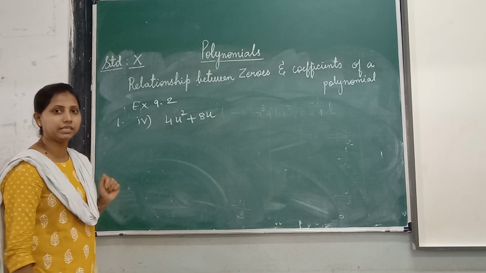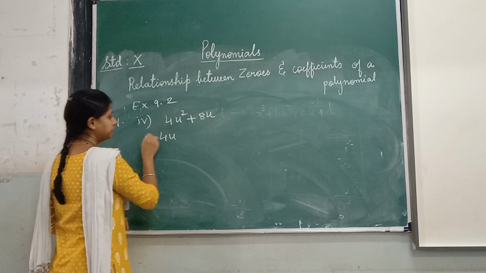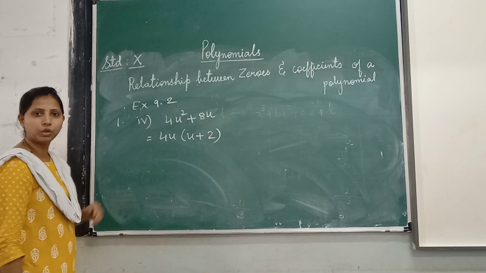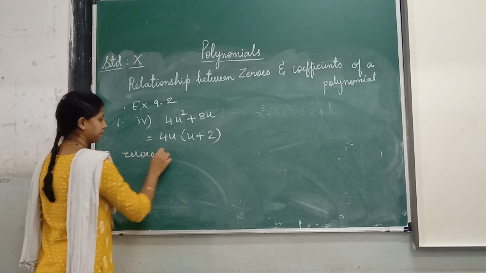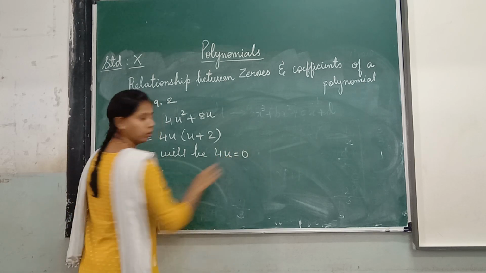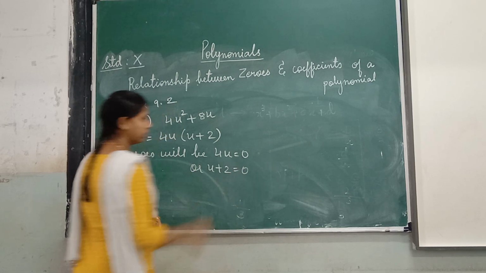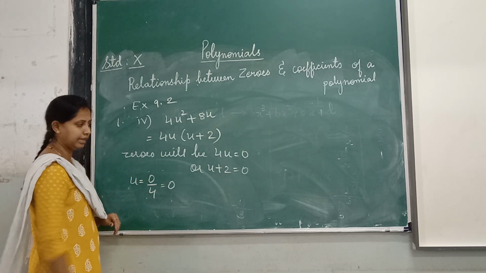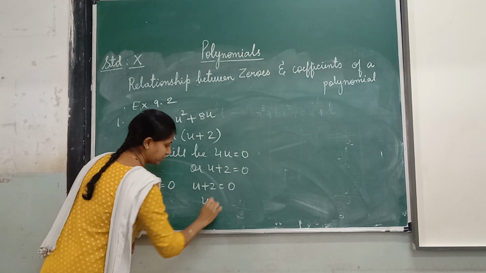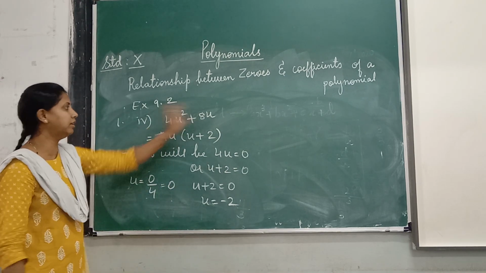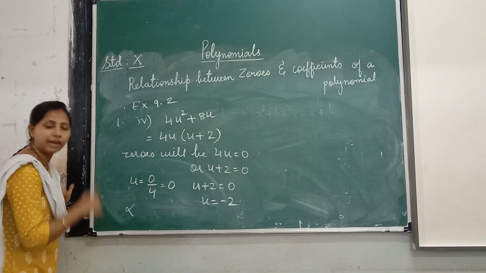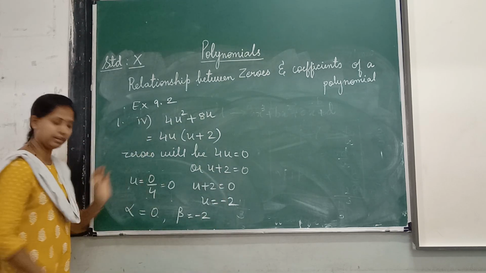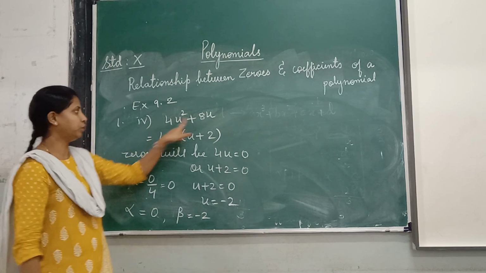So how to factorize 4u square plus 8u? So you can take the common here. 4u is common. If you take 4u as common, what remains is u plus 2. Yes? Now the roots. So the zeros will be 4u is equals to 0, or you can get u plus 2 is equals to 0. Now if you simplify this, 4u is equals to 0, u is equals to 0 upon 4, that is you get it equal to 0. And next if you take u plus 2 is equals to 0, you get u is equals to minus 2. So these are the two roots of this particular polynomial. That is, consider take one root as alpha and another root as beta. So alpha is equals to 0 here and beta is equals to minus 2. Yes? So these are the zeros of this particular polynomial, which is 4u square plus 8u.